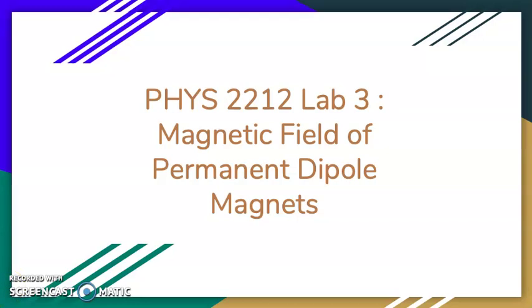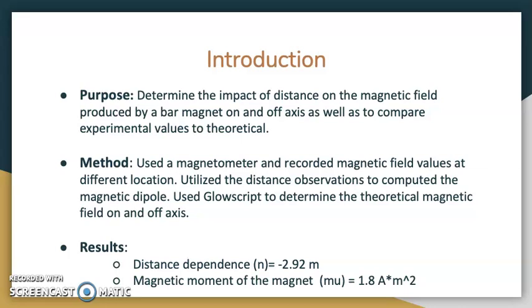Physics 2212, Lab 3, Magnetic Field of Permanent Dipole Magnets. The purpose of this lab was to determine the impact of distance on the magnetic field produced by a bar magnet on and off axis, as well as to compare experimental values to theoretical. We did this by using a magnetometer and recorded magnetic field values at different locations.